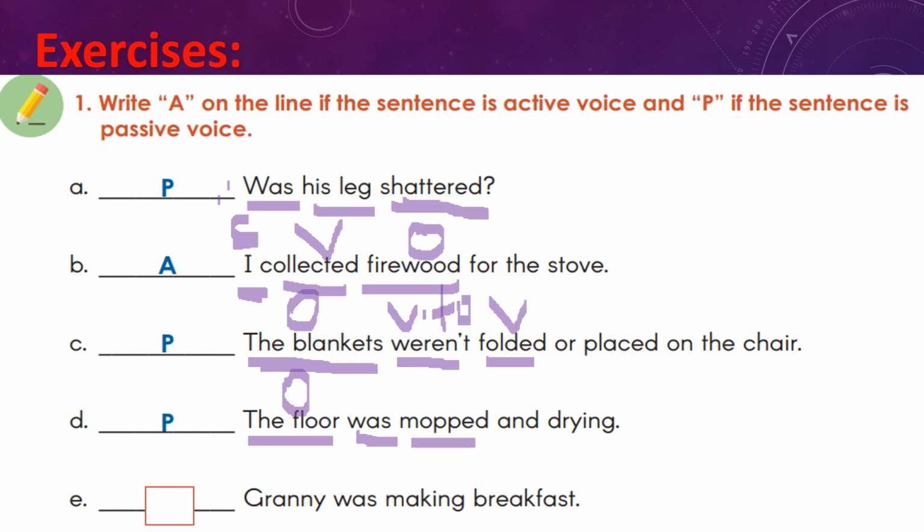After that, letter E, Granny was making breakfast. Granny, who was making breakfast? Granny. So we know the subject. We started with the subject, and was making is the verb, the action. It's the past continuous, and breakfast is the object, and we started with the subject. So we have SVO. So this is an active voice sentence.